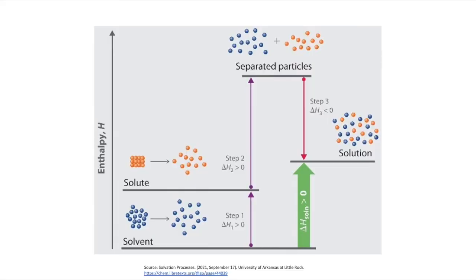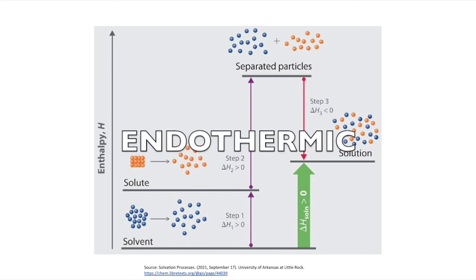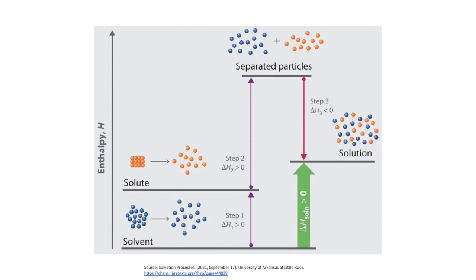The overall energy of forming a solution depends on the magnitude of the energies of these different steps. If the energy absorbed during the endothermic step is greater than the energy released during the exothermic step, the solvation will be endothermic, and we can see it in this nice energy diagram.